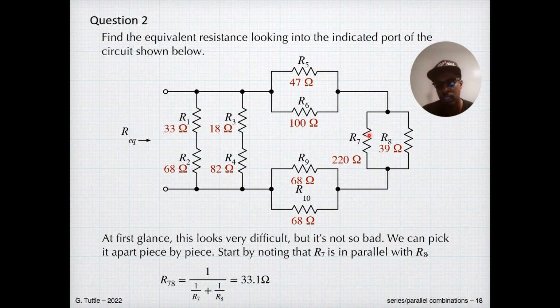We look at each section and bring it down to a single resistor. You can draw and redraw to get something simple. So R7 and R8, these two resistors here, we're going to find the equivalent, that is 1 over R7 plus 1 over R8. When you work this out mathematically, it simplifies to 33.1 ohms. Now let's move forward here.